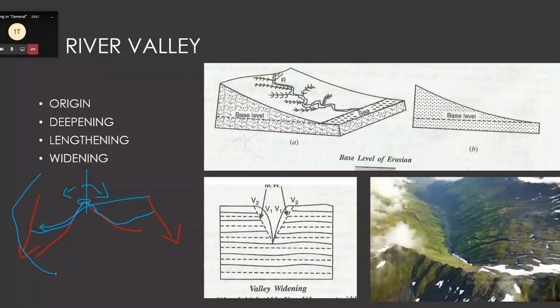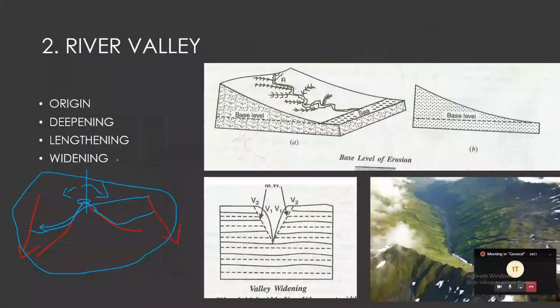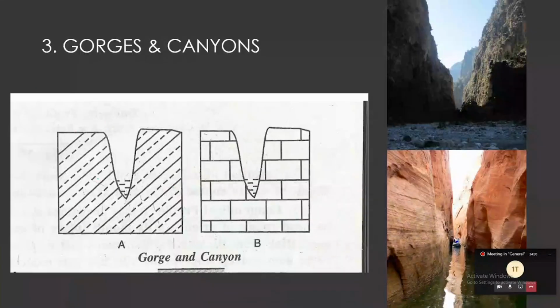This is also related to the changes in the topography, tectonic activities, shifting and silting. So that is the process of river valley. Now the next is the river valleys. There are two types of river valleys: gorges and canyons.